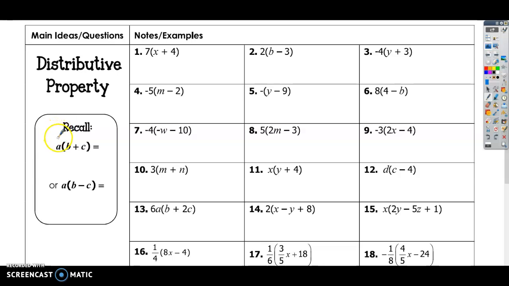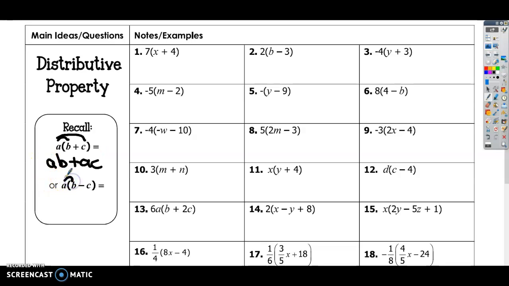So you want to remember that when you have parentheses, you're going to multiply the A times both things on the inside. So A times B. I'm going to rewrite that so you can read it, hopefully. A times B, and then A times C. So on top there, you do A times B and A times C.